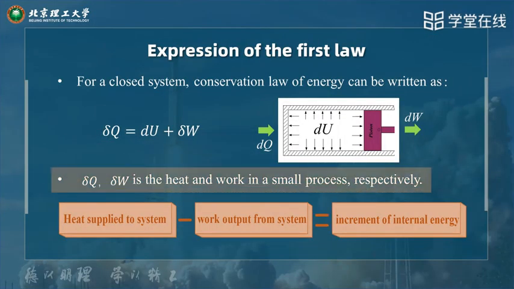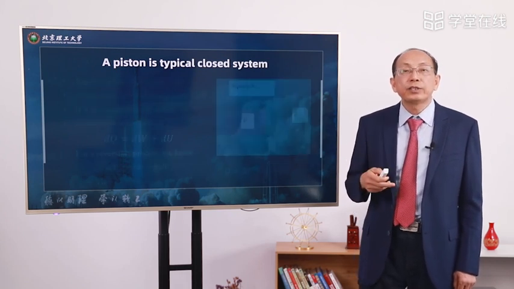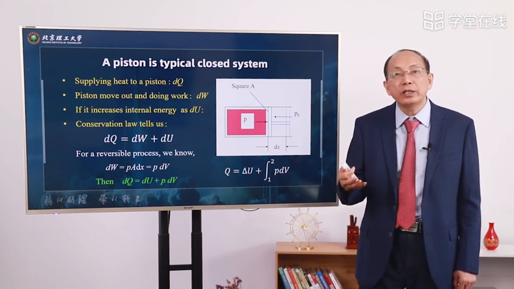So delta W and delta Q are work and heat in a small process. So for the first law, we can give a statement: the heat supplied to the system minus the work output from the system equals the internal energy change in the system. A piston is a typical closed system, so in most cases we use a piston to discuss the characteristics of a system.